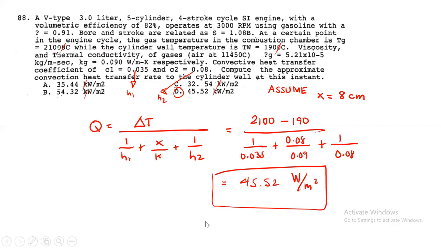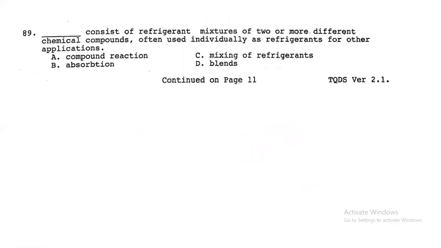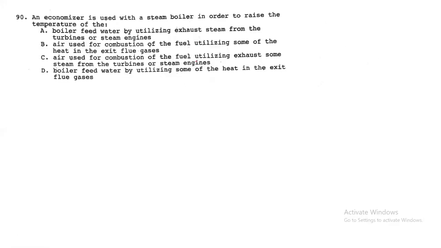So, next tayo. Problem number 89. Sa 89, consists of refrigerant mixtures. Basta mixtures ng refrigerant yan, automatic blends. So, 89 is blends. The next, 90, an economizer is used with the steam boiler in order to raise the temperature of the... So, the answer is letter D. Boiler feed water by utilizing some of the heat in the exit flue gases.